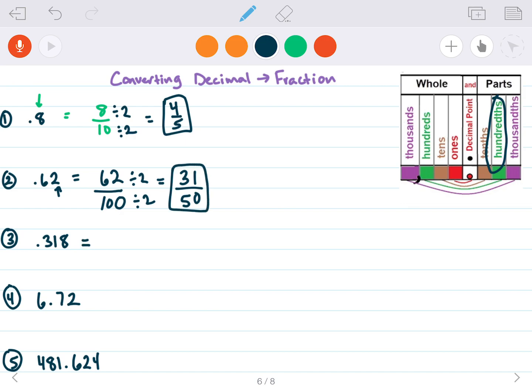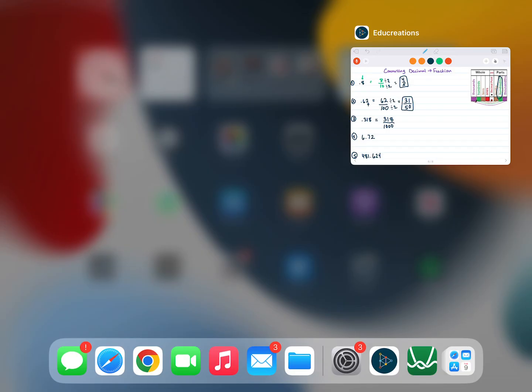All right, what about this one? We take the number we see, which is 318, and we put it over where it terminates. It terminates in the thousandths place, right? 8 is 3 places to the right of the decimal. So this is going to be 318 out of 1,000. And here I'm going to use Desmos to help me.